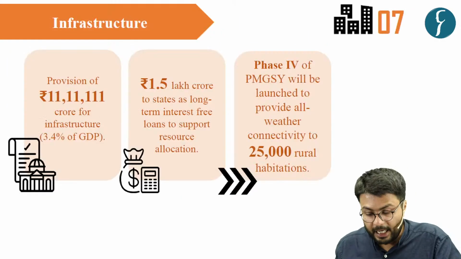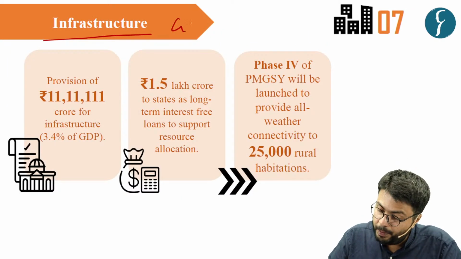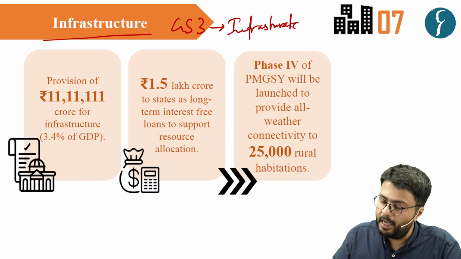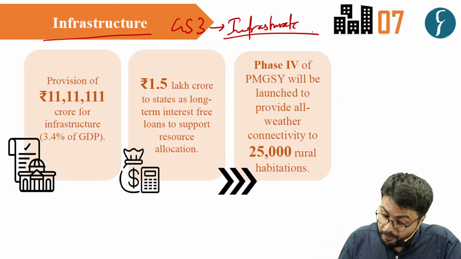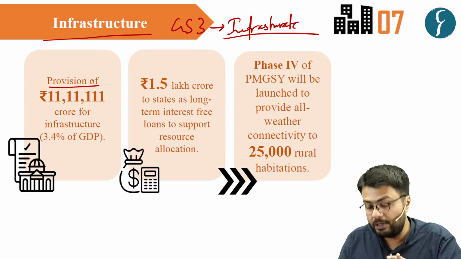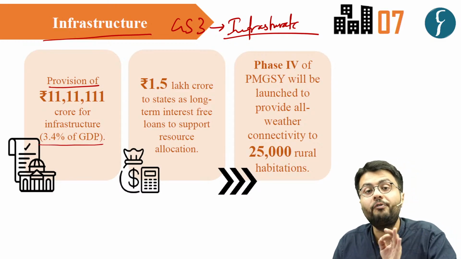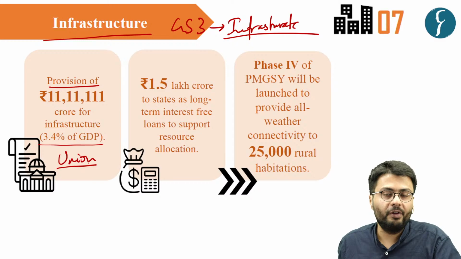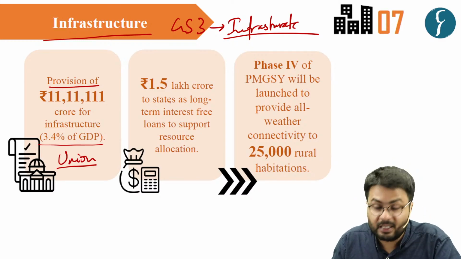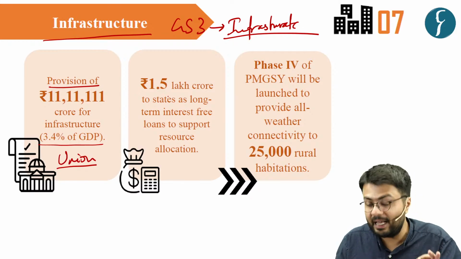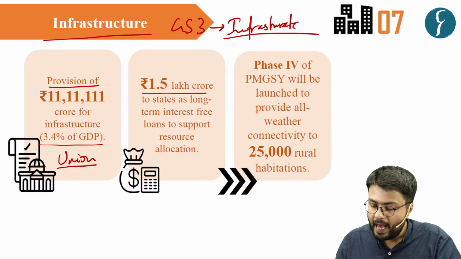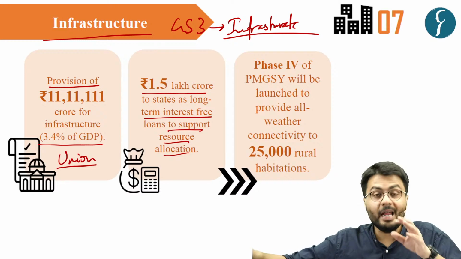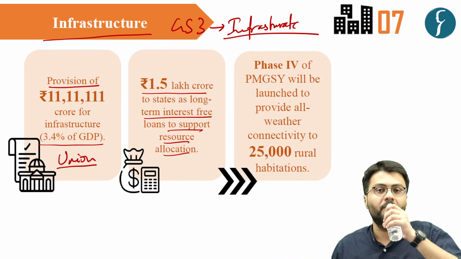Now let us move to the next priority, that is the infrastructure sector, which becomes again important from the GS paper 3 perspective because the syllabus directly highlights infrastructure. Now in this regard, the government has made the highest provision for the infrastructure sector, which accounts for as much as 3.4% of India's GDP. Now this is the spending of the union government on infrastructure. But to promote spending of state governments as well, the government of India is extending loans up to 1.5 lakh crores in interest-free form to state governments to support allocation in the country's infrastructure sector.